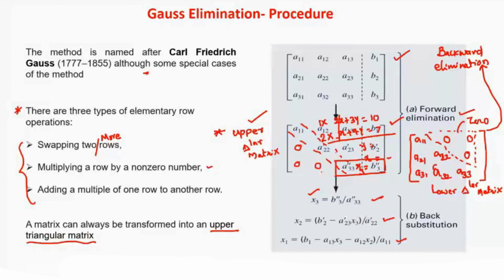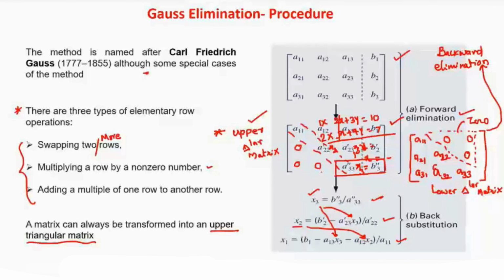Once you know x3, the next equation contains x2 and x3 equal to b2 dash. Now here we already know x3, the only unknown is x2. You write the equation in terms of x2, x3 is known, so the x3 value is substituted here, and all are now constants, so you will get the value of x2. Similarly, to compute x1, we have already computed x3 and x2, so those values are used, and you will get x1. In back substitution, from below we are moving upward, that's why it is called back substitution.